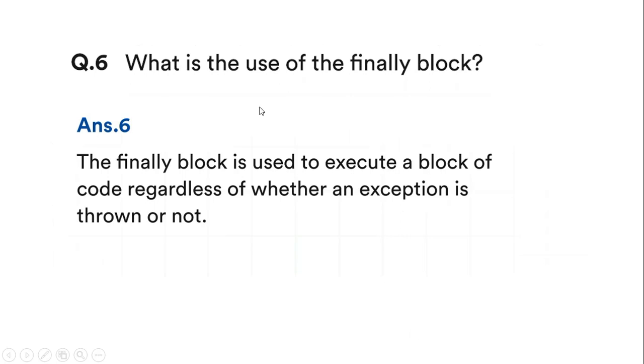So now, what is the use of finally block? Basically, finally is used at the end. The finally block is used to execute a block of code regardless of whether an exception is thrown or not. The finally block is the last block, and after that there are no other blocks.